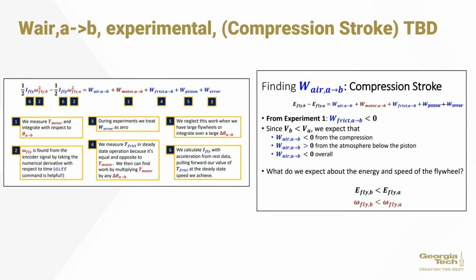For the experimental data, work error and work done by the piston are assumed to be zero. The work done by friction and the work done by the motor will be combined with the energy of the flywheel, seen in the equation on the left, to find the work done by the air in the engine.